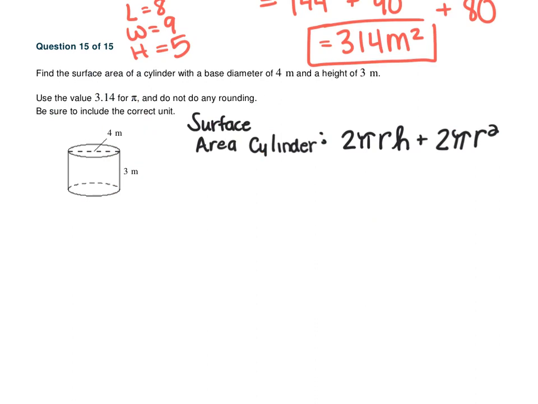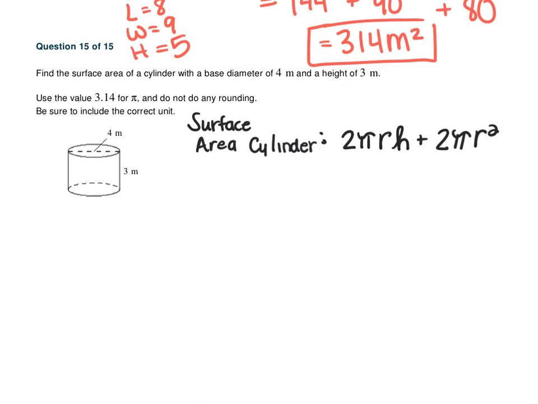So question 15 is asking us to find the surface area of a cylinder with a base diameter of 4 meters and a height of 3 meters. It wants us to use the value 3.14 for pi and do not do any rounding. Be sure to include the correct unit. As you can see, I wrote the surface area of a cylinder formula there. This again will be given on your formula sheet.